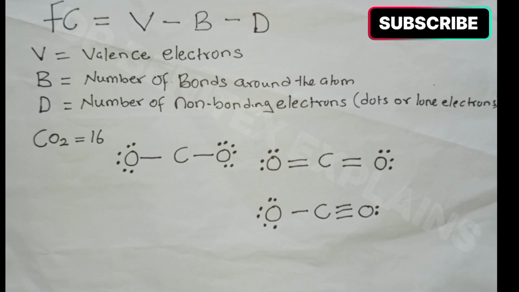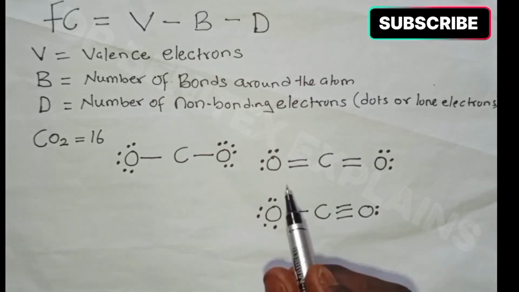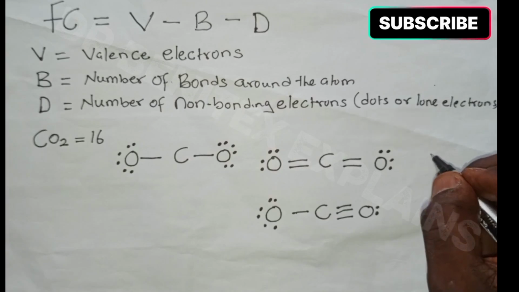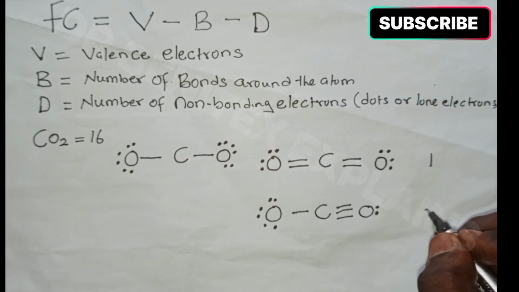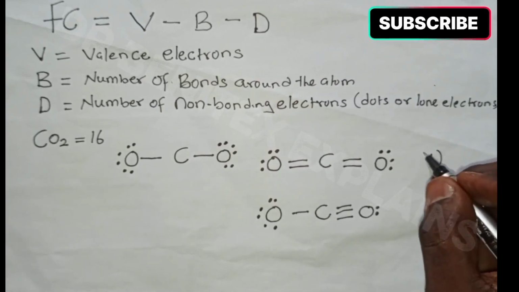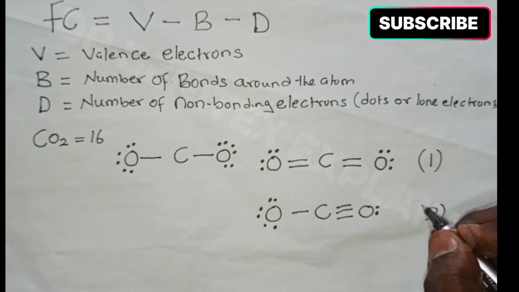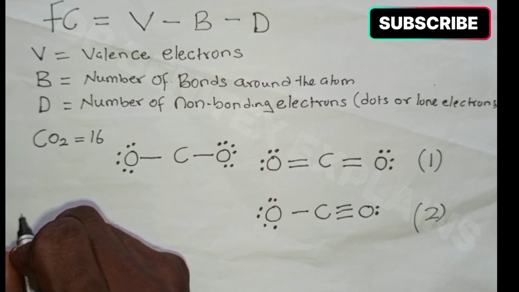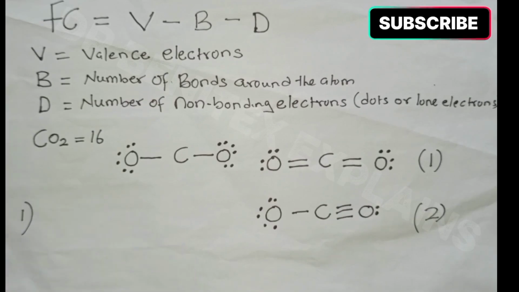Now, we're going to calculate the formal charges for the 2 structures. In our next lecture, or in our next class, we're going to discuss the difference between the 2 Lewis structures, which one is correct and which one is wrong. So let's call this structure 1 and this structure 2. For structure 1, let's calculate the formal charges.